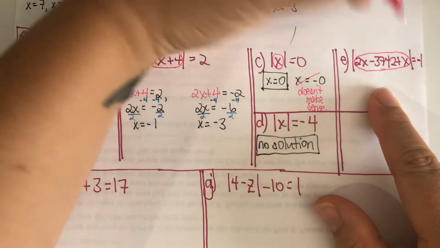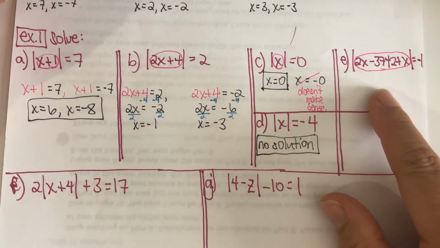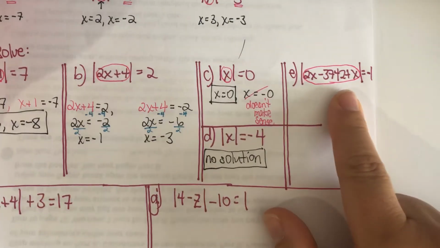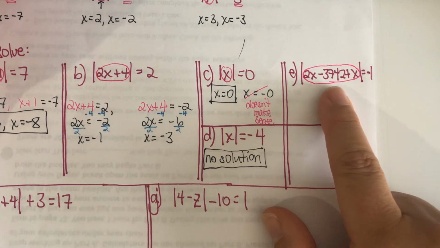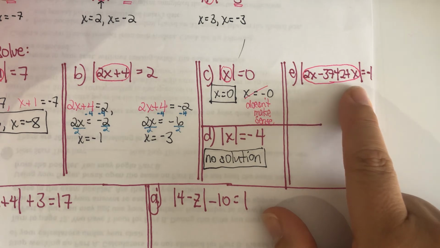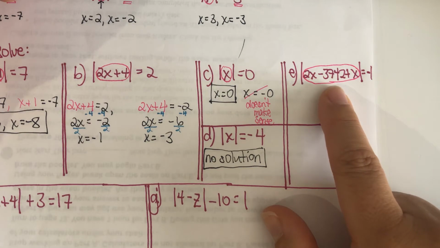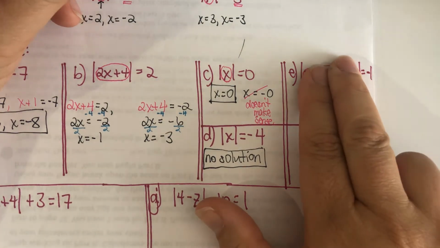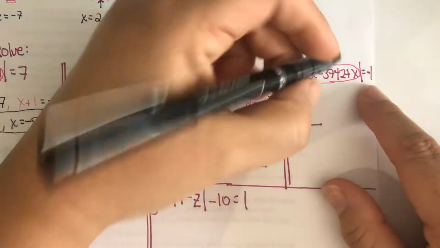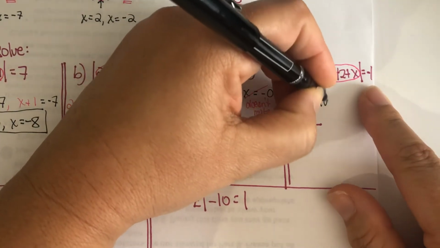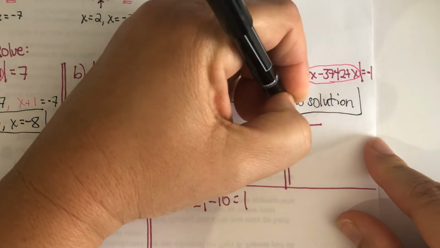It could be 2x minus 3,742 plus x, just in case you couldn't read that when I gave you time to copy it. 2x minus 3,742 plus x. I don't care what's inside. An absolute value of anything, whatever that thing is, it's got an absolute value around it. It can never equal -1. It can never equal negative anything. Okay?